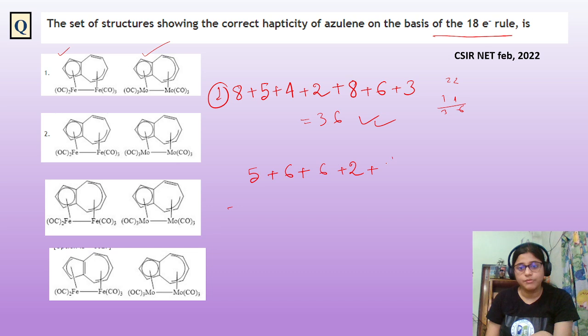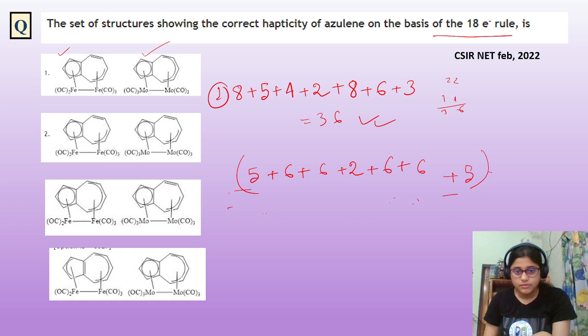Plus again 1 molybdenum, 6. 3 carbonyl, 6. And 1, 2, 3, 4, 5. See the circle present in 1, 2, 3, 4, 5. So 5 carbon, so the donation will be 5 only. Okay, so we have to total it. 5 plus 5, 10.